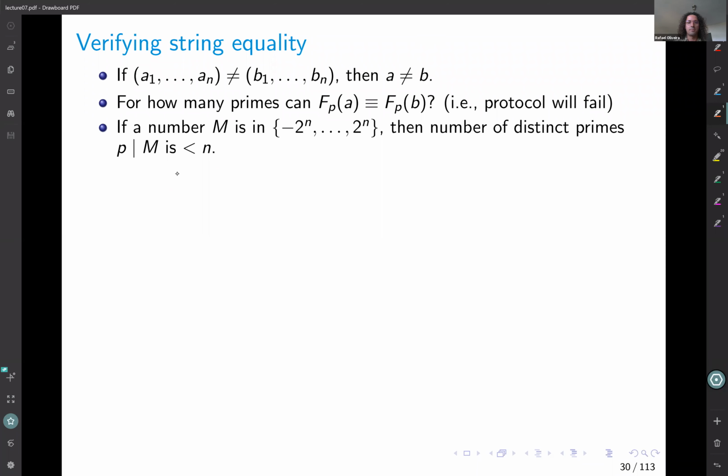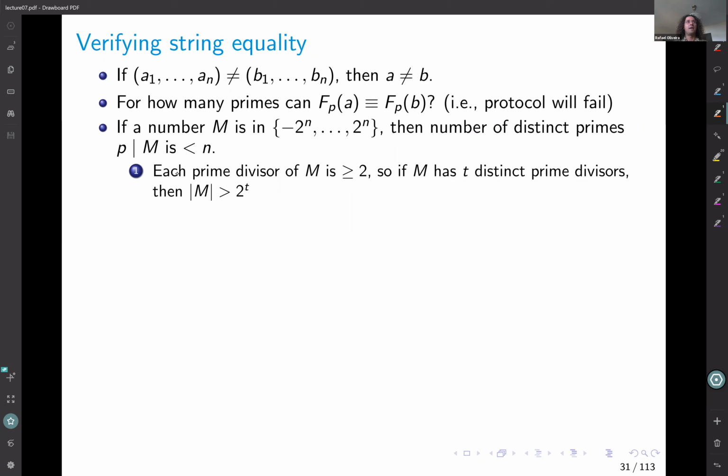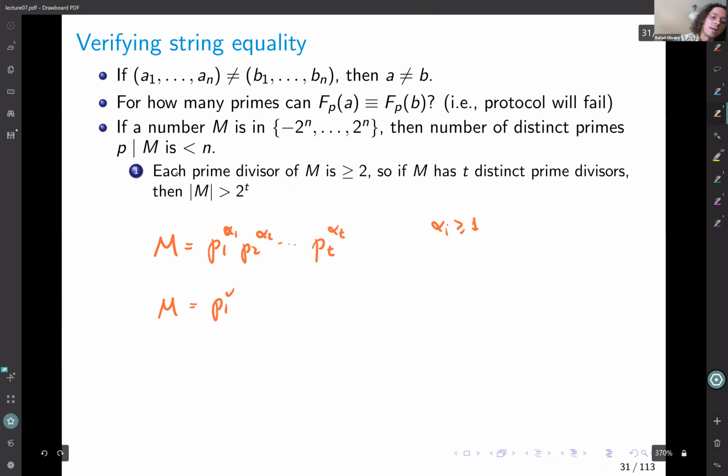Let's first prove this lemma. The proof is quite easy. Let's factor m, so it's p1 to alpha 1, p2 to alpha 2, up to pt to alpha t. Suppose that m has t distinct prime divisors. These are all distinct, and the alpha i's are greater or equal to 1. In particular, each prime is greater or equal to 2. So m is equal to p1 alpha 1, p2 alpha 2, up to pt alpha t, which is greater or equal than the product of the pi's, i equals 1 up to t, but each pi is greater or equal to 2. So this is at least 2 to the t. Does that make sense?